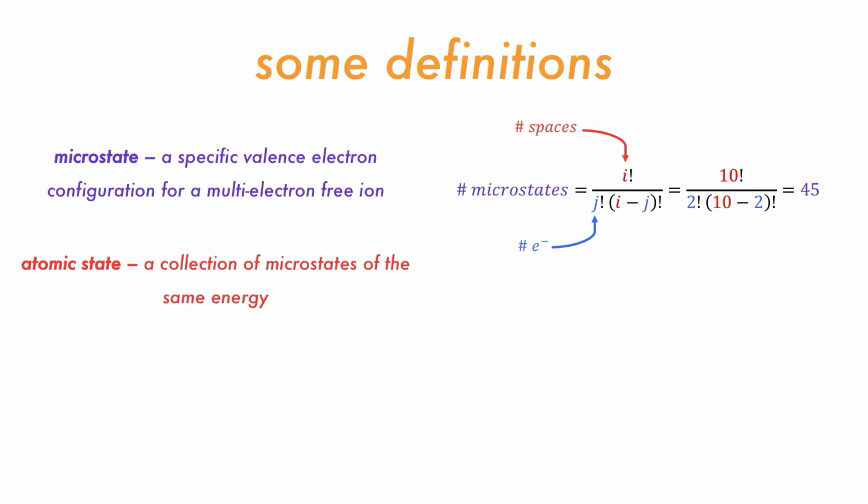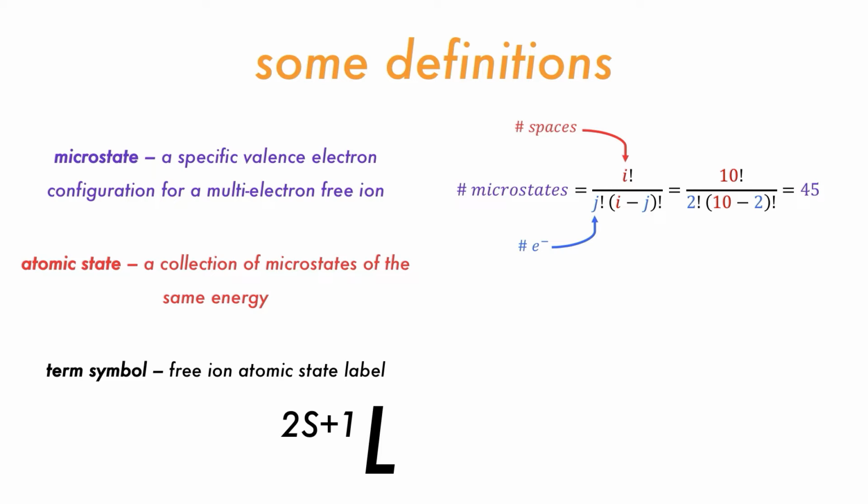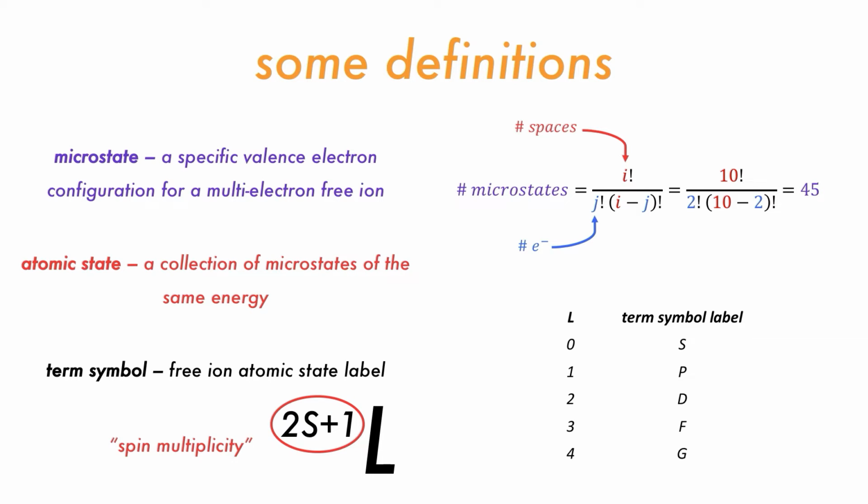Next are atomic states, which are a collection of microstates with the same energy. Going back to Boltzmann entropy indicates that the more states we have, the more stable the system. The term symbol is a shorthand way to describe the electronic configuration in the molecular orbital diagram. We need to come up with a term symbol for the free ion before we impose octahedral symmetry. So there will be 2 components: spin multiplicity, where S is going to be the number of unpaired electrons, and L, which describes the total orbital angular momentum.